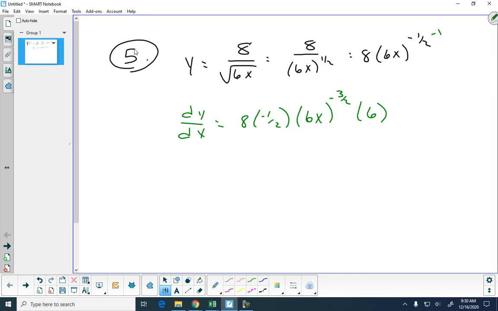So looking at our solution here, I can multiply the 8 times the negative 1/2 to give me negative 4, and then multiply that by the value of 6. So we have a value of negative 24. But then this 6x to the negative 3/2 power is going to drop back down to the bottom. So we have 6x to the 3/2 power.